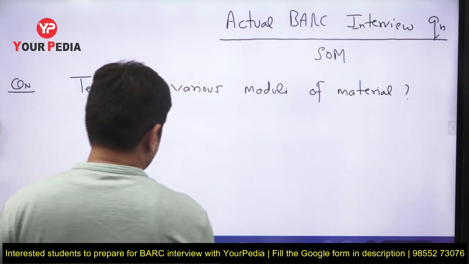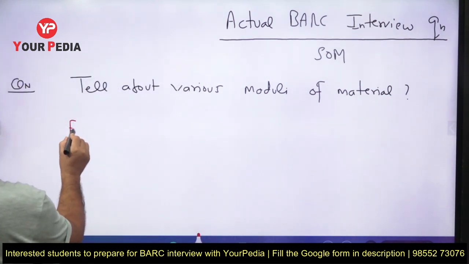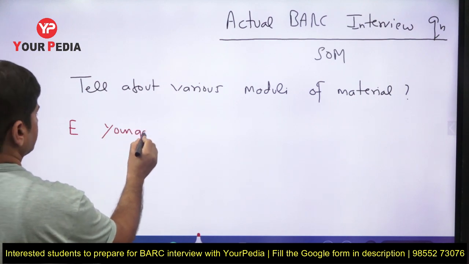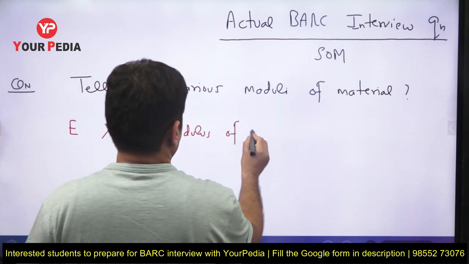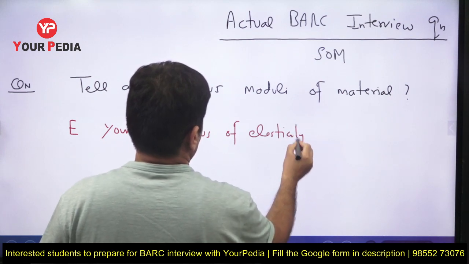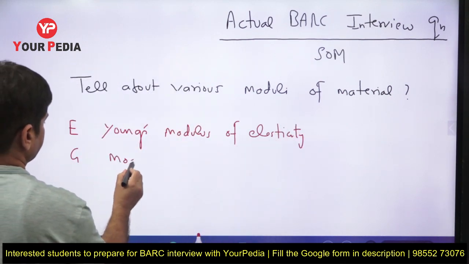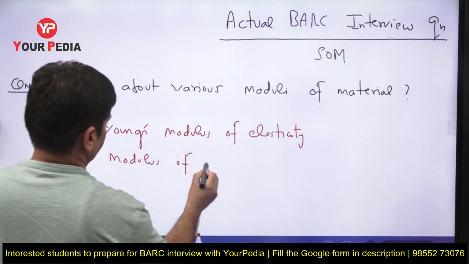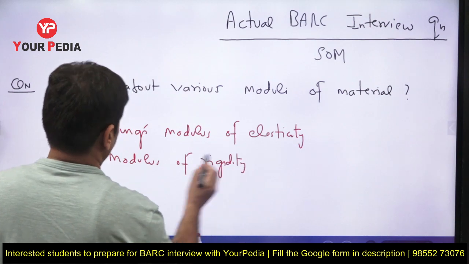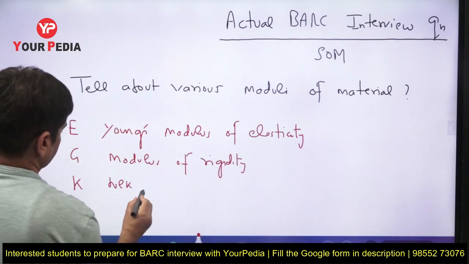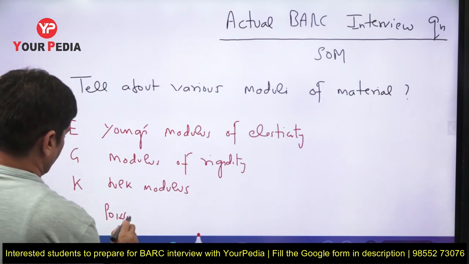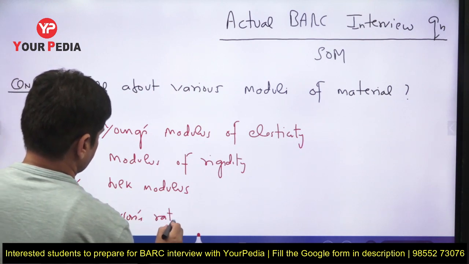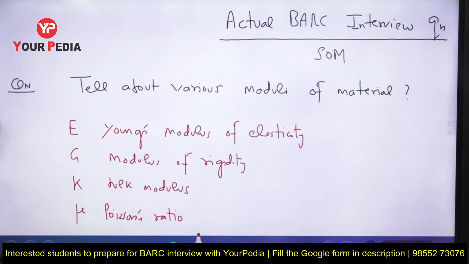So we know there are different moduli. We know that there is a modulus of elasticity, which is called Young's modulus of elasticity. That is number 1, and then second is modulus of rigidity. Modulus of rigidity is another, and then there is the bulk modulus, and then there is Poisson's ratio. So these are some of the moduli which you know.